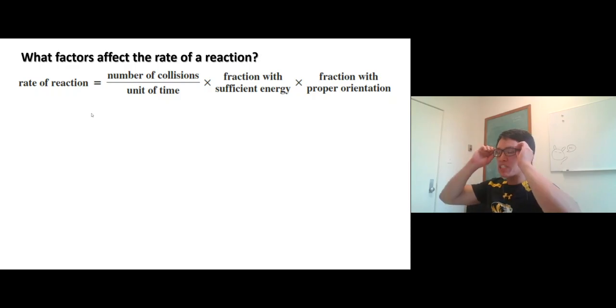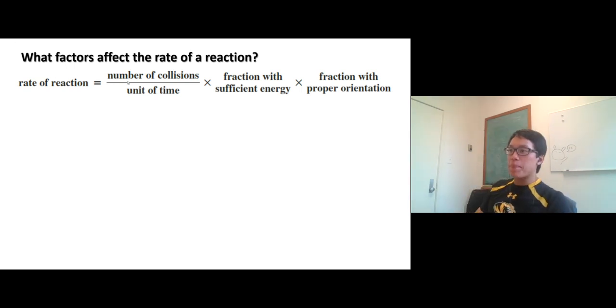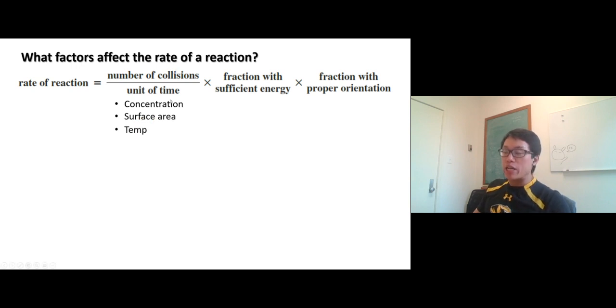All right, so according to the collision theory, here are the factors that affect the rate of reaction. The rate of reaction depends on the number of collisions per unit of time, per second. Adding more concentration or higher surface area increases the number of collisions. Increasing the temperature also increases the collisions because molecules move more quickly, so they collide more often.